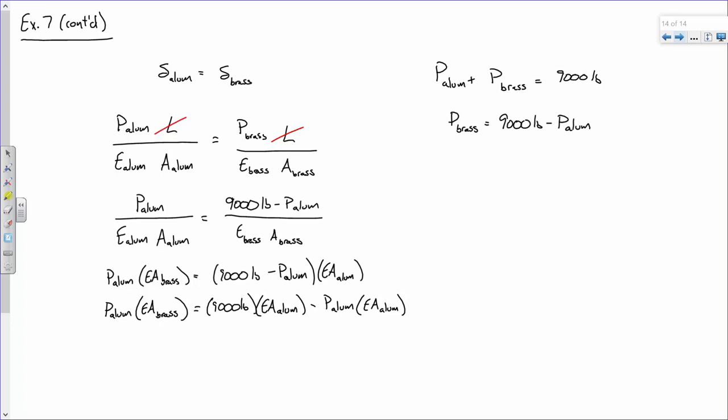Then get all your unknowns onto one side, so I'm going to add that P aluminum over here on the right. So P aluminum EA brass minus P aluminum EA aluminum equals, you're right, and that equals 9,000 pounds EA aluminum. And then, so what do we do? Factor and divide?